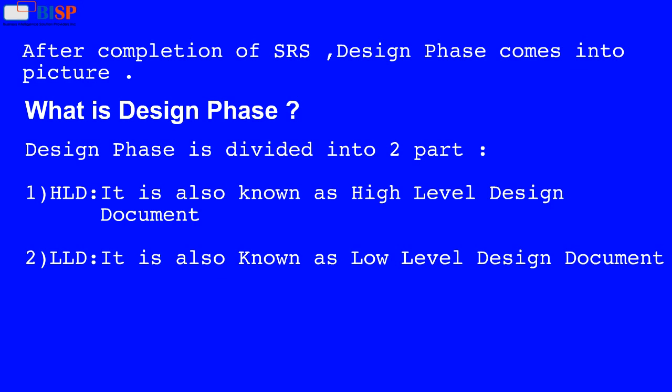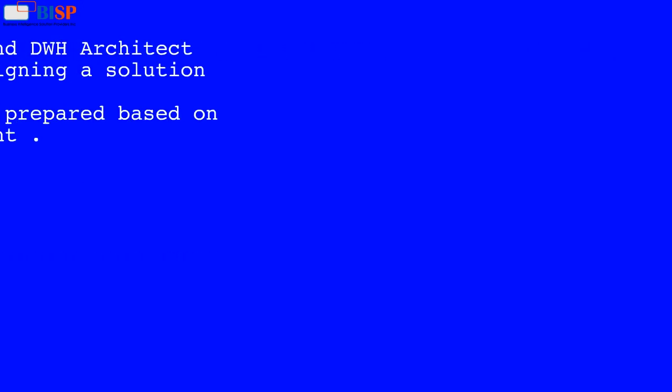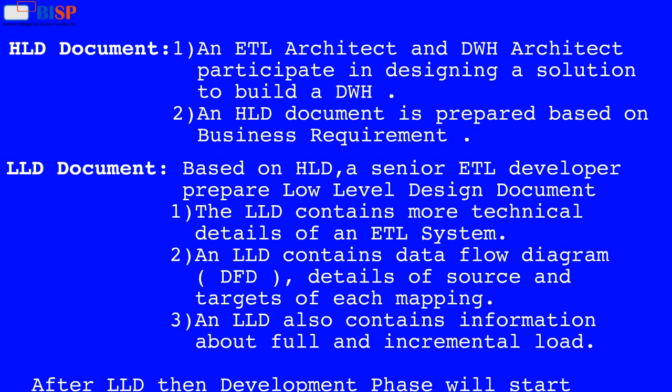What is the design phase? The design phase is divided into two parts. 1. HLD, also known as High-Level Design Document. 2. LLD, also known as Low-Level Design Document. HLD document: 1. An ETL architect and DWH architect participate in designing a solution to build a DWH. 2. An HLD document is prepared based on business requirements.